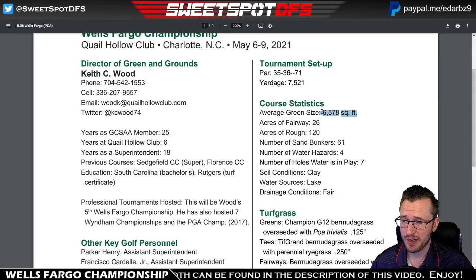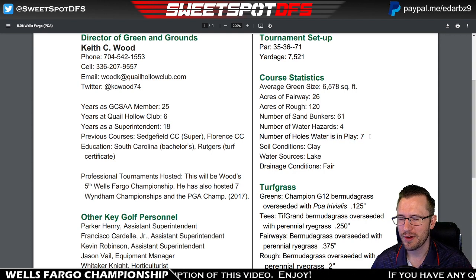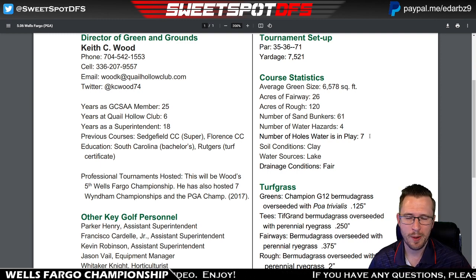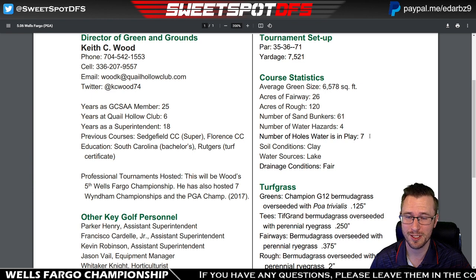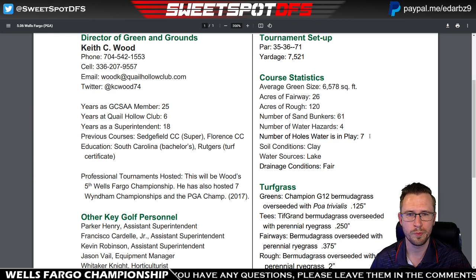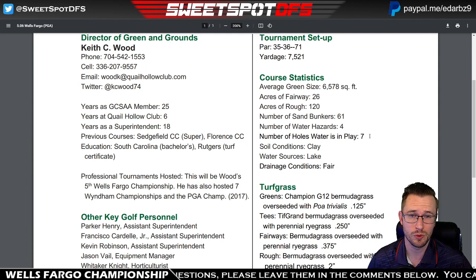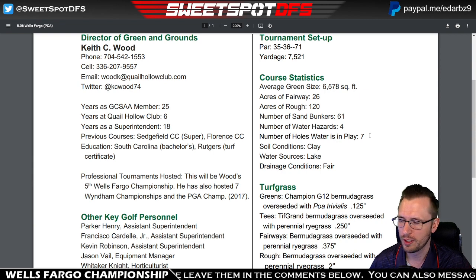Average green size, 6,500 square feet. That's pretty average on tour. One thing I always like to look at is the number of holes water is in play. It says 7, but if I'm being honest, when I did the course breakdown, I only saw 4. That's primarily because some of the water is so far off target that it would be really hard to get there on some of them. And on some of the holes you would be clubbing down, so you're not going to really put water into play. I mean, it would be silly to do so. But yeah, it does say 7. I'm going to say it's around 4.